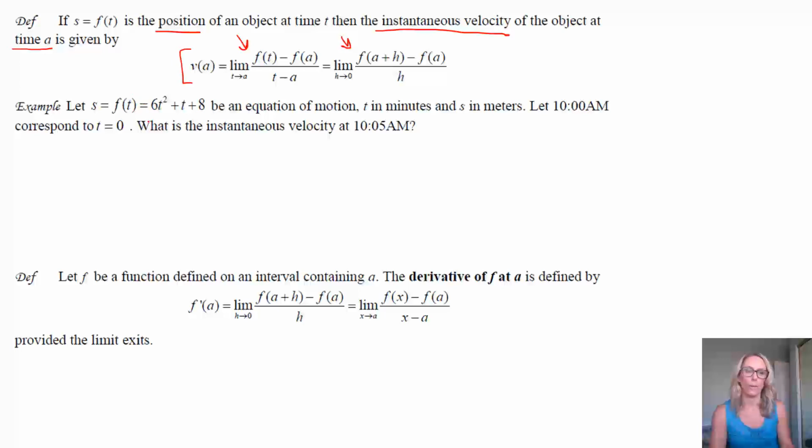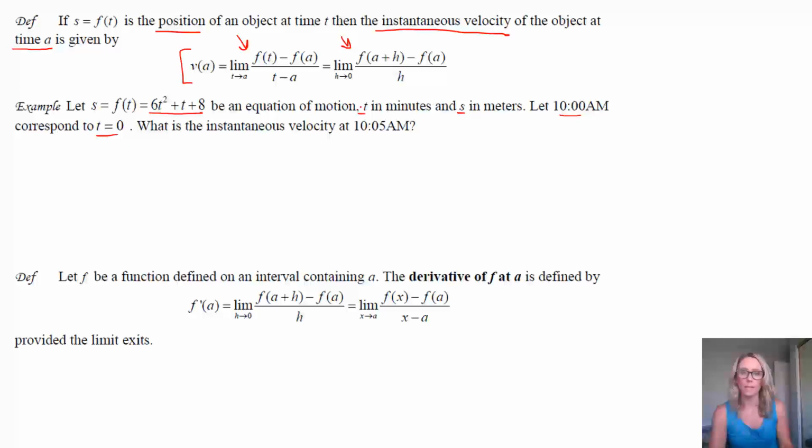So let's look at an example. We have a function, a position function, they tell us. It's an equation of motion, t is in minutes, and s is in meters. So minutes and meters. Let 10 a.m. correspond to t equals 0. So when no time has passed, it's 10 o'clock. And then our question is, what is the instantaneous velocity at 10:05 a.m.?